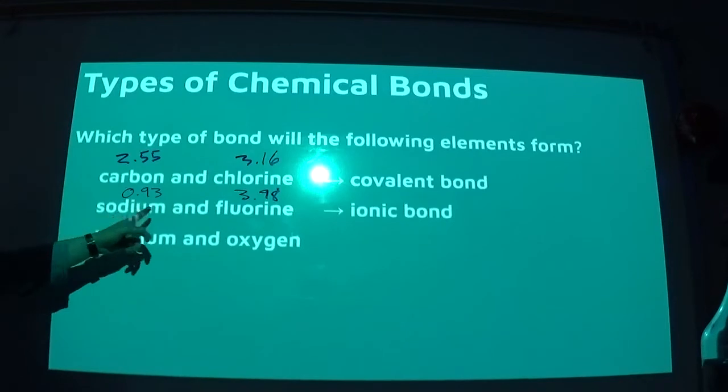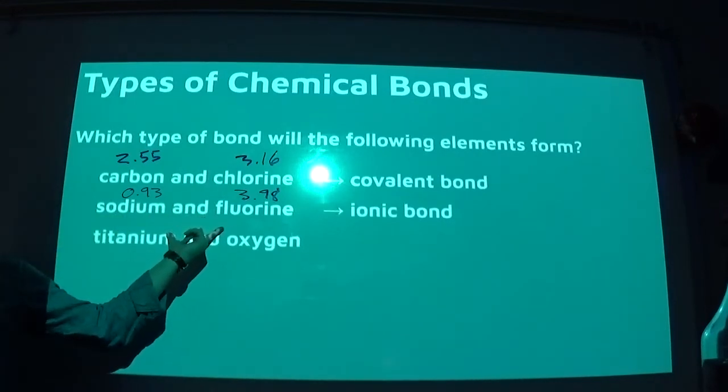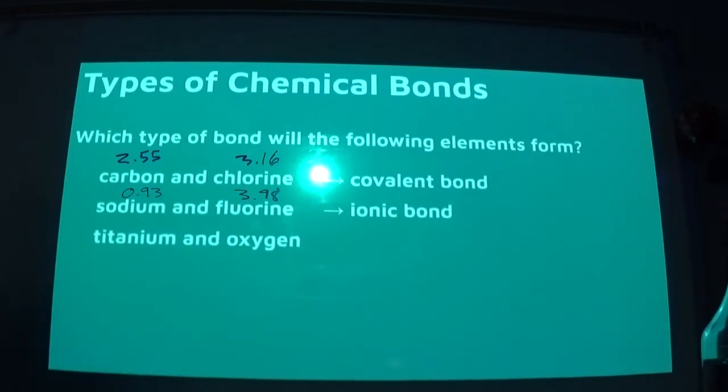Fun fact, sodium fluoride is the active ingredient in toothpaste. This is the chemical that will clean your teeth. Or at least that's what the FDA says. I listened to a podcast about how it's kind of hokey, but I don't know. I can send you that podcast later.